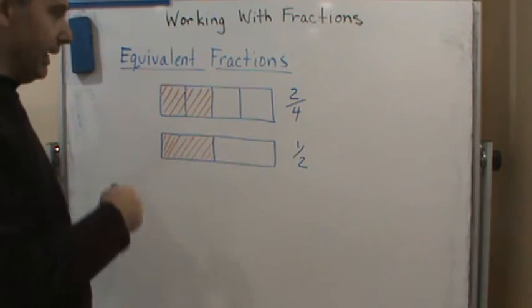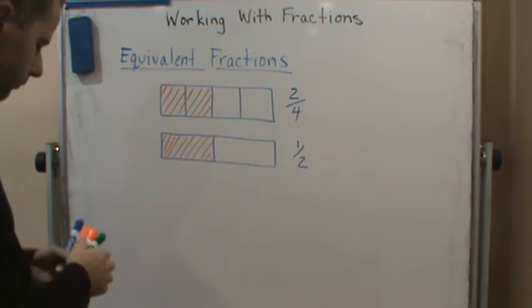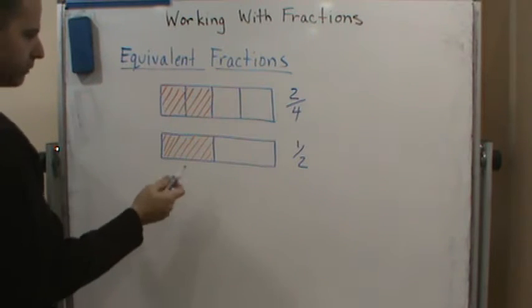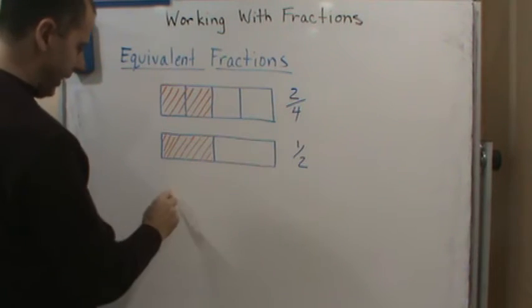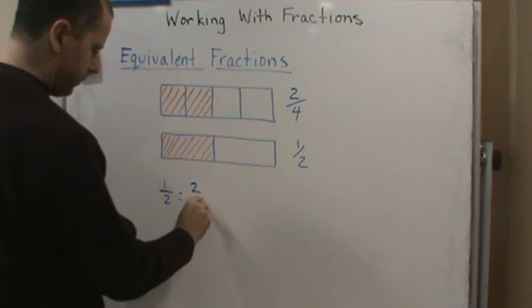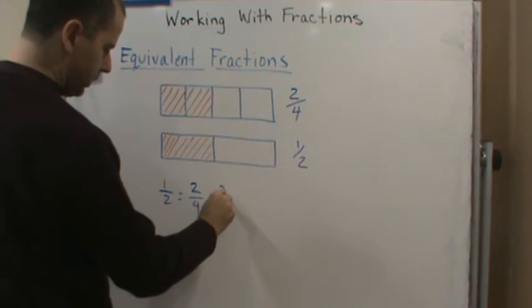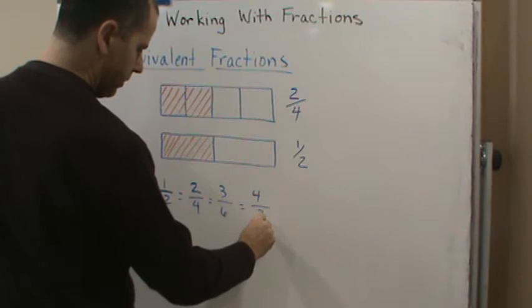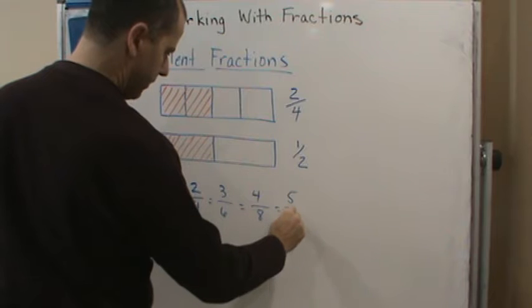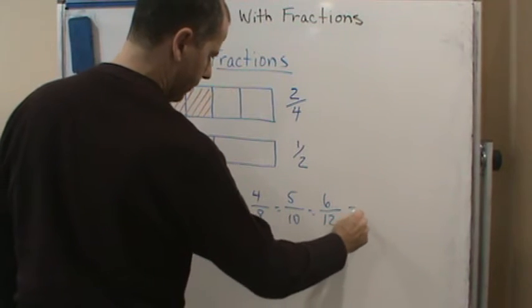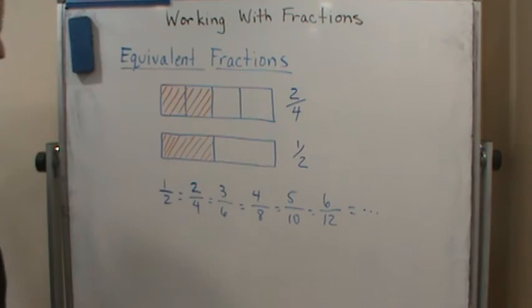Now, how do we get equivalent fractions? Well, we can easily get equivalent fractions if we use 1/2, right? So 1/2 is equal to 2/4, which is equal to 3/6, which is equal to 4/8, which is equal to 5/10, which is equal to 6/12, and so on. And so how do we get these equivalent fractions?